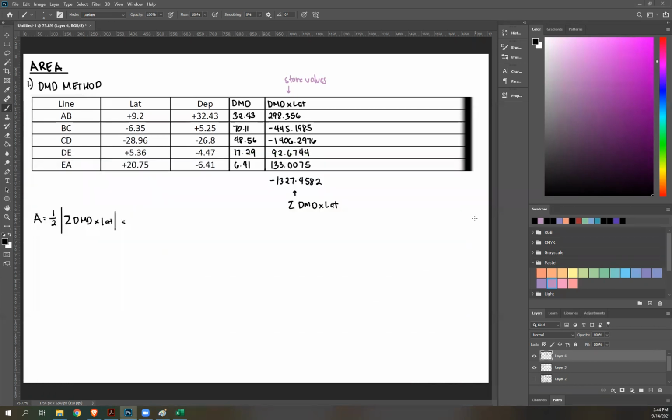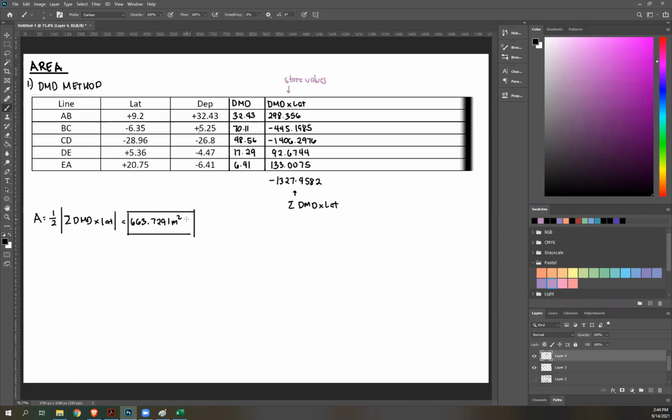Right, that's positive, again because it's absolute value. So 663.7291 meters squared. Now in the exam, if I state that you should round off your final answers to 2 decimal places, then that's 663.73 meters squared. And that's it for getting the area using the DMD method.